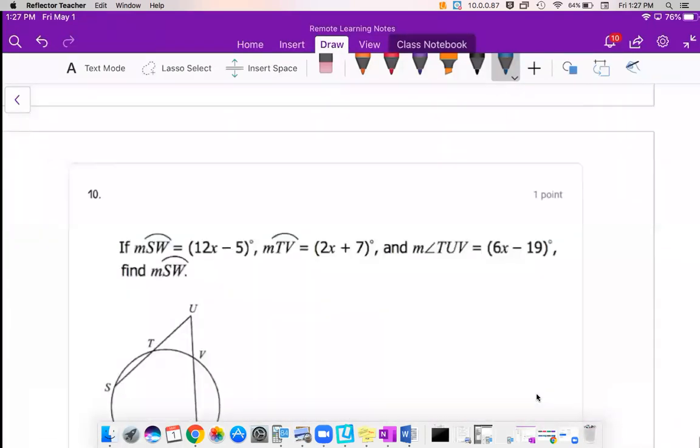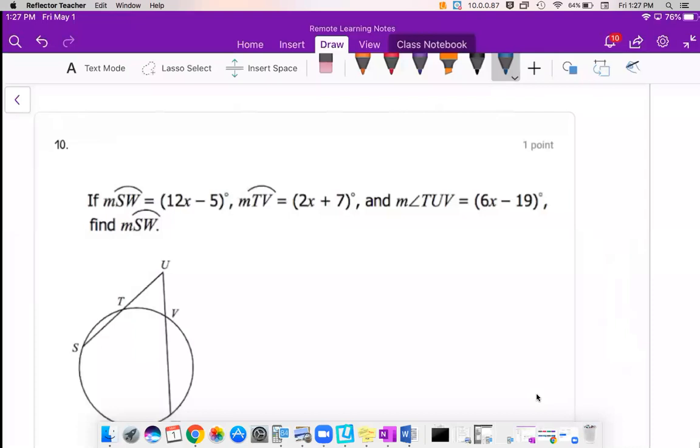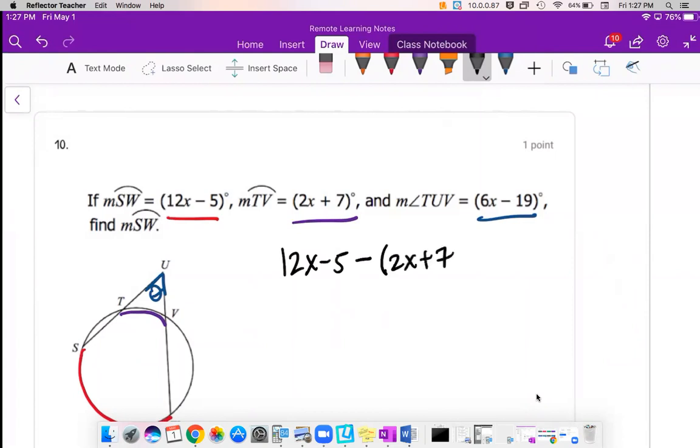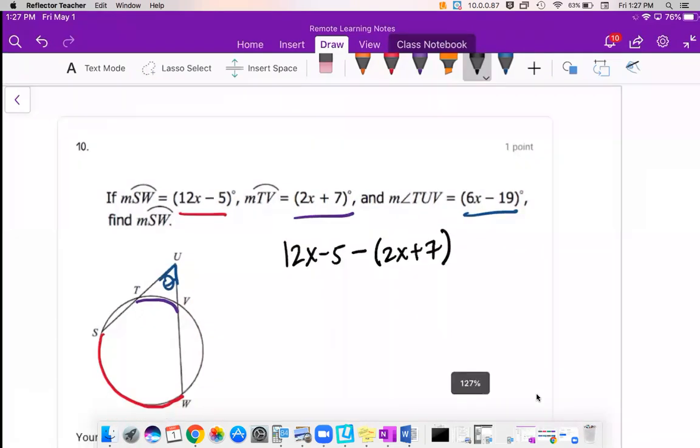All right, last question. Similar, but it's intersecting outside. So we've got arc SW is this algebraic expression. Arc TV is this algebraic expression, and then the angle on the outside out here is equal to this. So we know since it's intersecting outside, it's the bigger arc, the red arc, so 12x minus 5, minus the small arc. Now this is where you have to be really careful with your algebra because it's minus that entire purple arc right there.